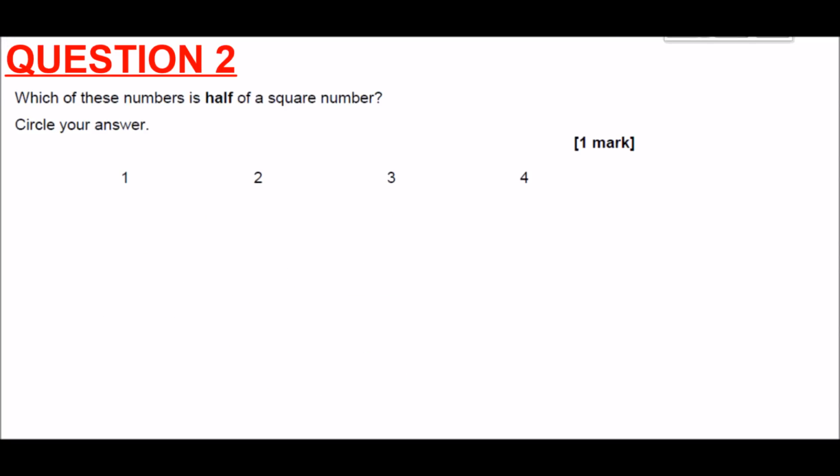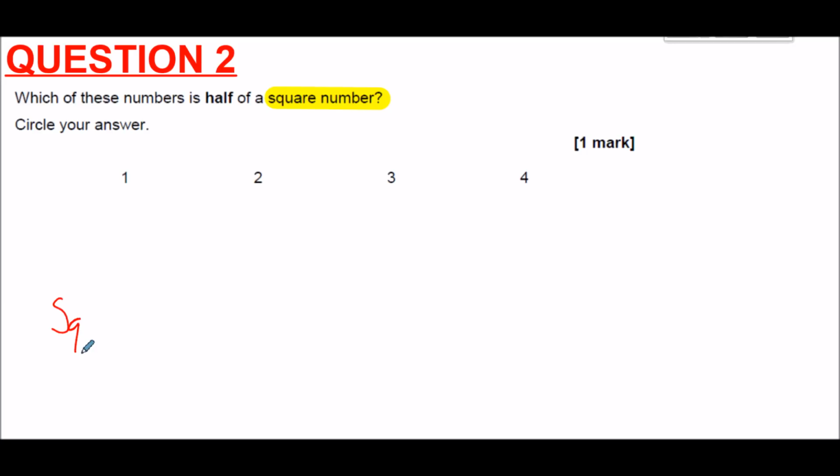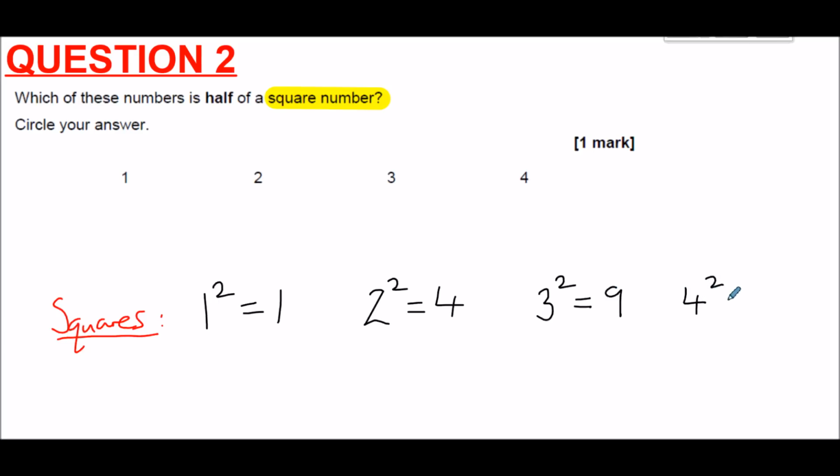Question 2, which of these numbers is half of a square number? So we need to just remember what square numbers are. A square number just means a whole number multiplied by itself. So we can do a list of square numbers here. The first one is 1 squared, which is 1. The second one is 2 squared, which means 2 multiplied by 2, which is 4. And 3 squared, which is 9, and so on. 4 squared equals 16.